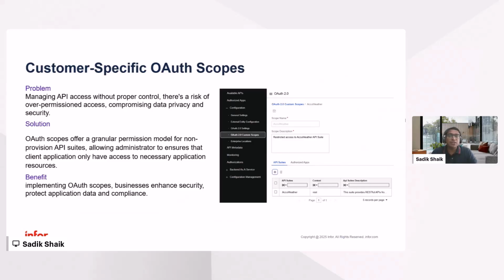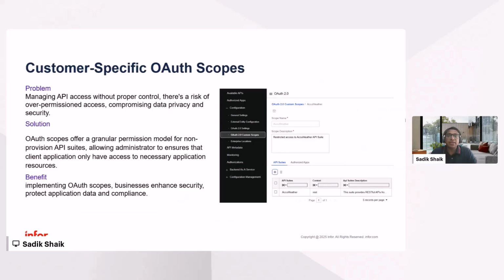And so far, this was implemented for all Infor provision applications. With this release, we are making this as a GA feature. And what it means is that with the OAuth scopes, the customer can specify their own scopes and associate those scopes to a non-Infor provision API suite.